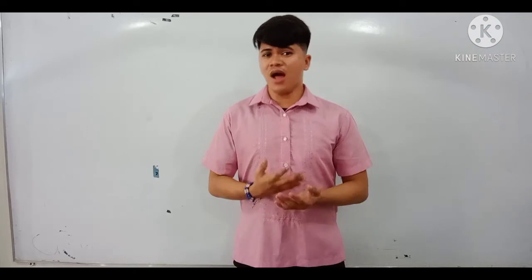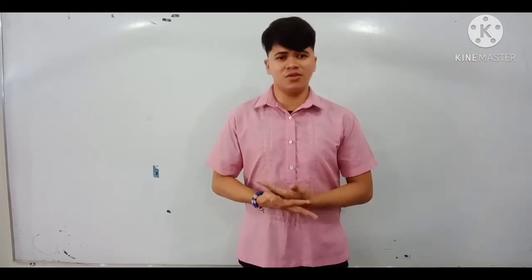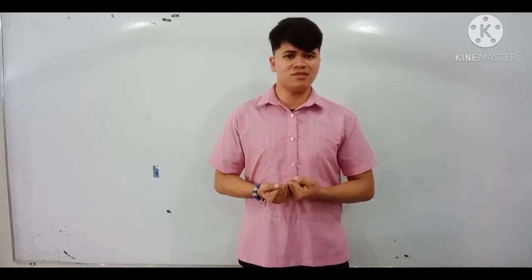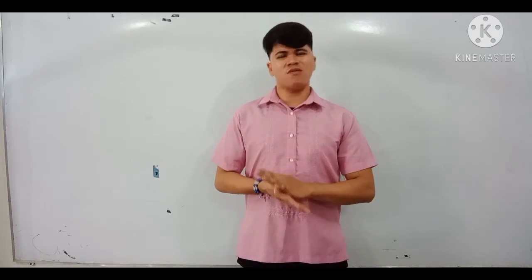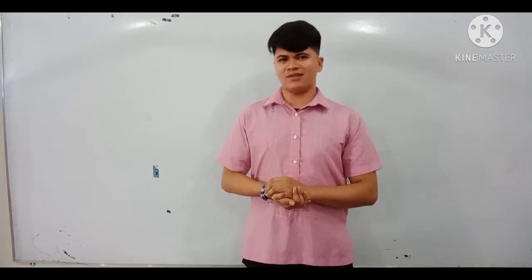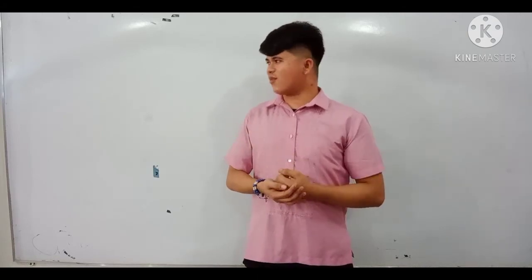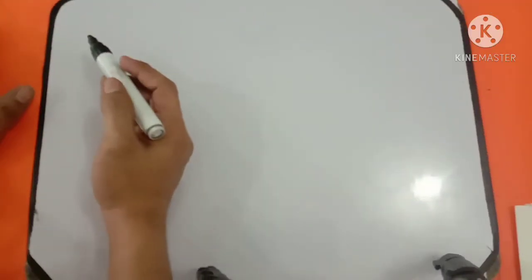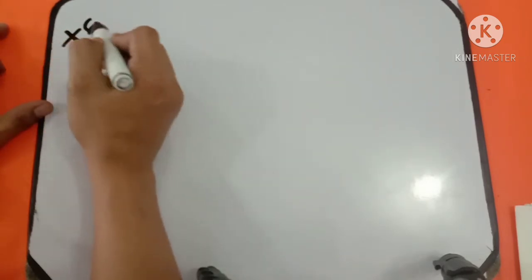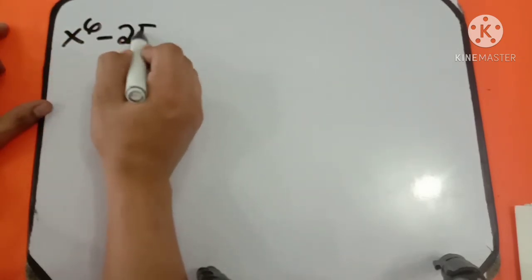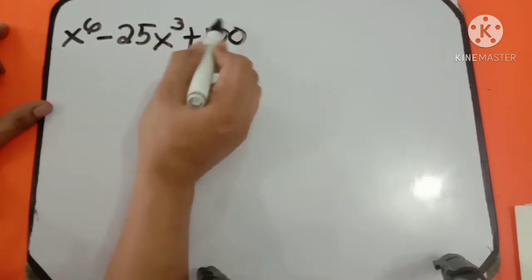So, do you know how to get the first term, the last term, or the middle term of the given trinomials? Very well. Now let's come to factoring trinomials. To explain further about this, let's study this given example. This is an example for factoring a trinomial. Let's say we have x raised to 6 minus 25x cubed plus 100.